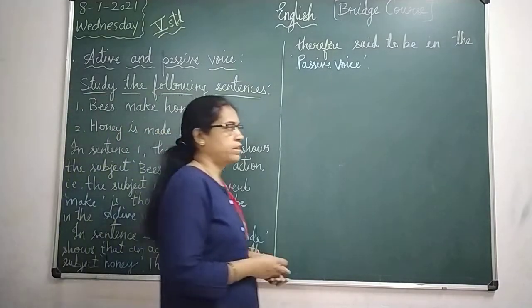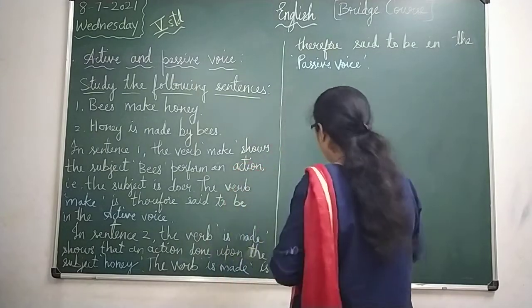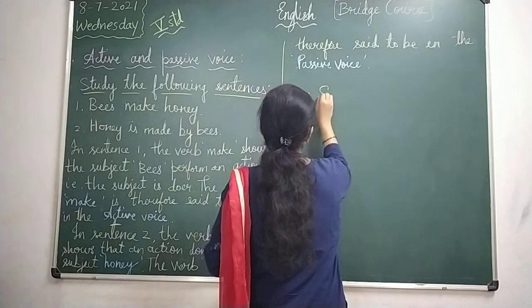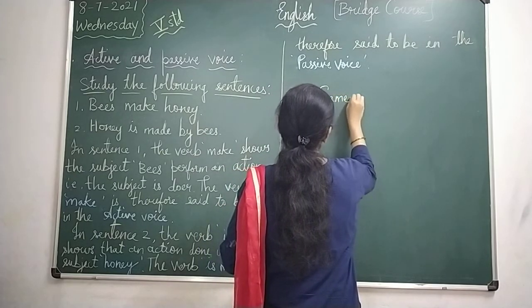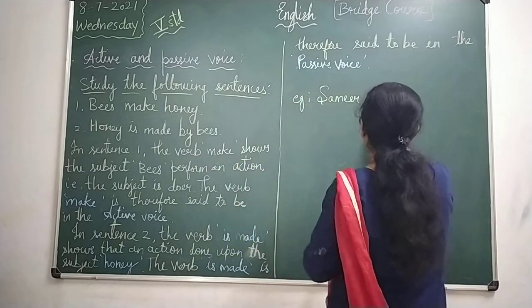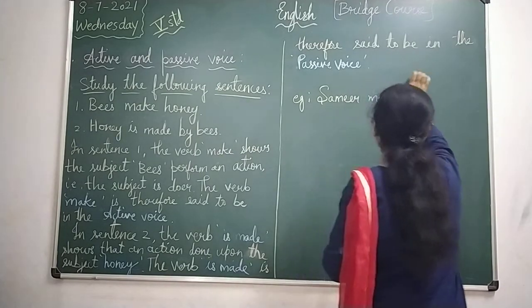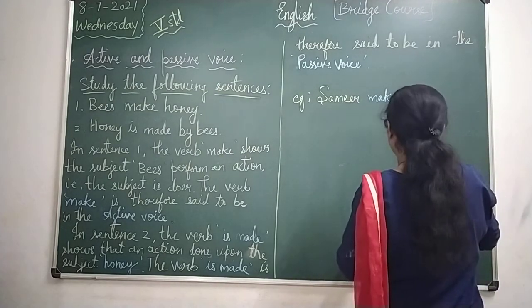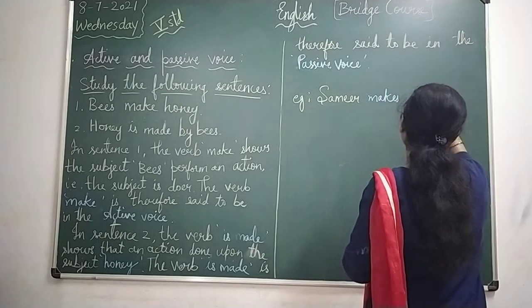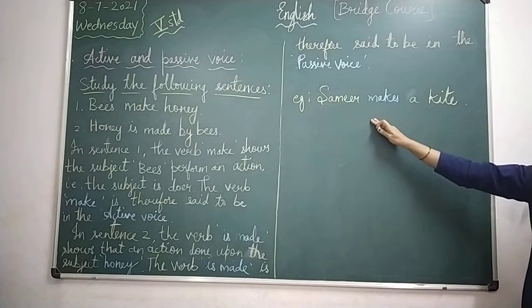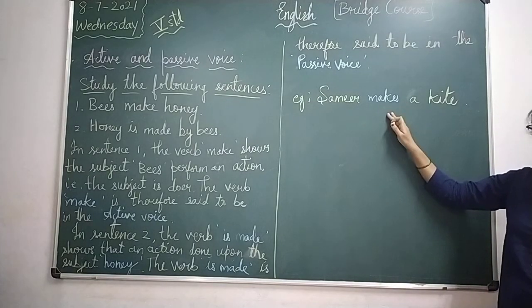So one example sentence I will write for children, and you will understand. The example is: Samir makes a kite. So it is in active voice. The verb makes here is in the active voice.